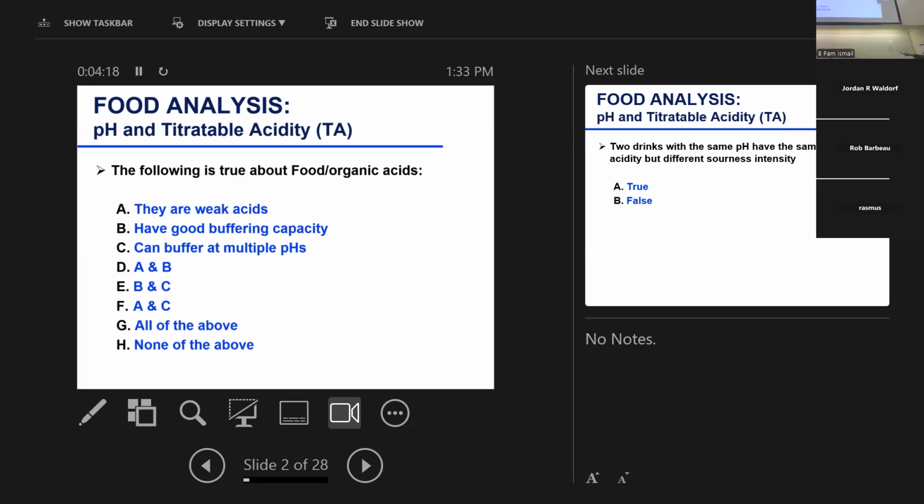So these organic acids, if they have more than one COOH, they have multiple dissociation factors, therefore they buffer at multiple pHs. So it is all of them, the answer to this. Take the chat. We have a chat. Thank you for keeping track of that. D, yes, all of the above. Rob, all of the above. Yeah, okay.